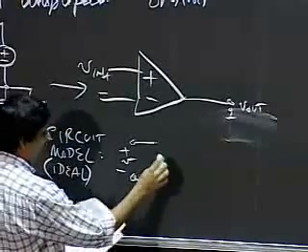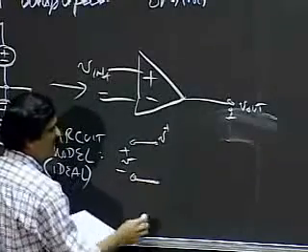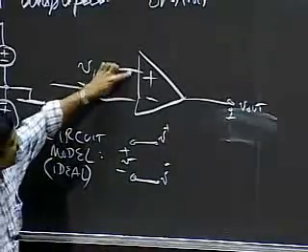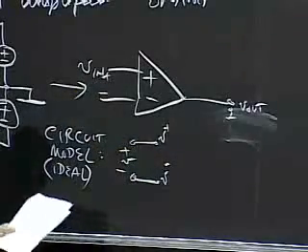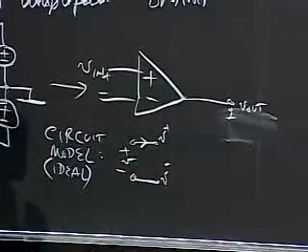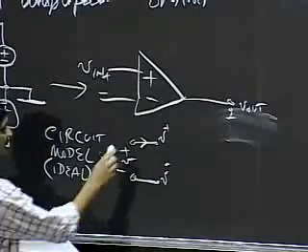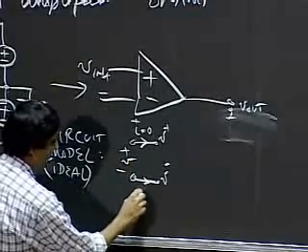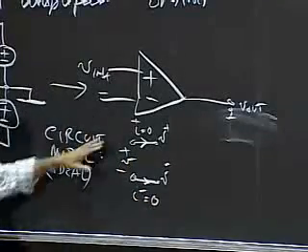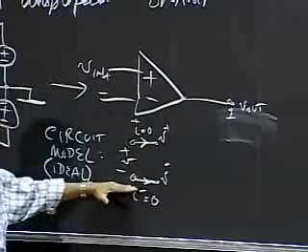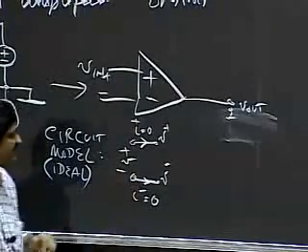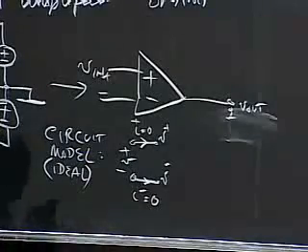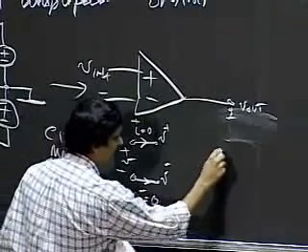And this terminal is called my V plus terminal. And this is called my V minus terminal. So this corresponds to these two terminals. I'm telling you that the current going in is going to be 0. So I plus is going to be 0. And I minus is going to be 0. So I plus is the current in here, and I minus is the current into the V minus terminal, and both these currents are going to be 0 in this device here.